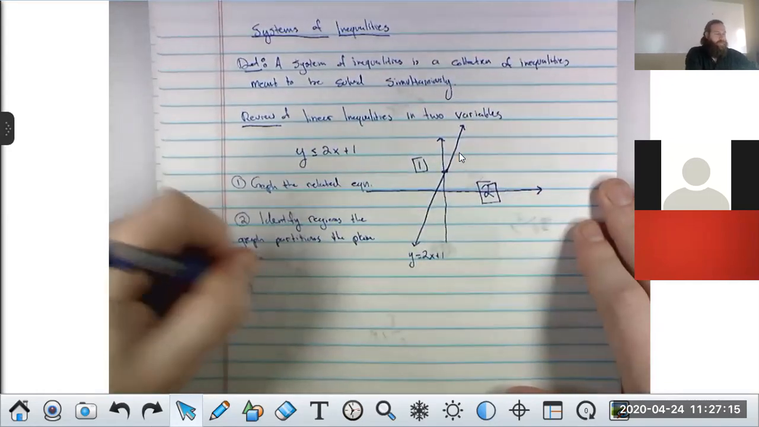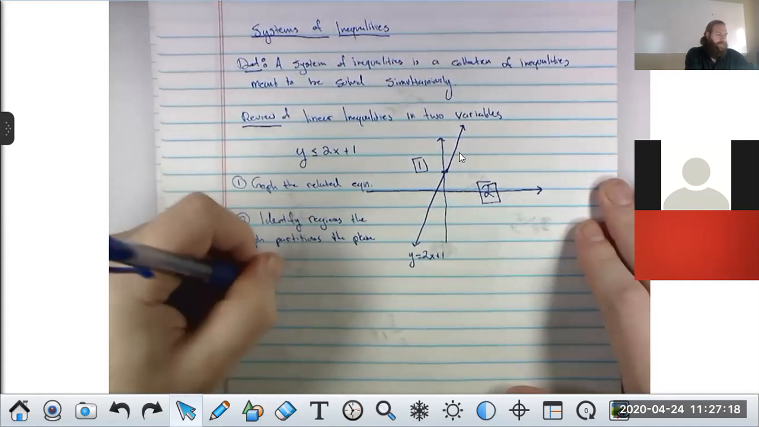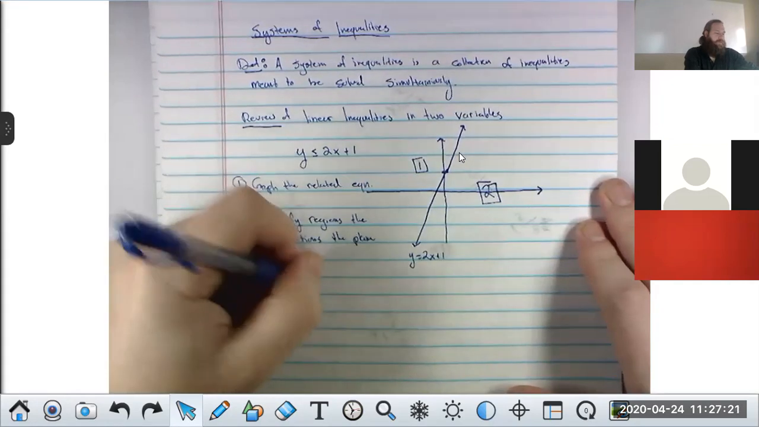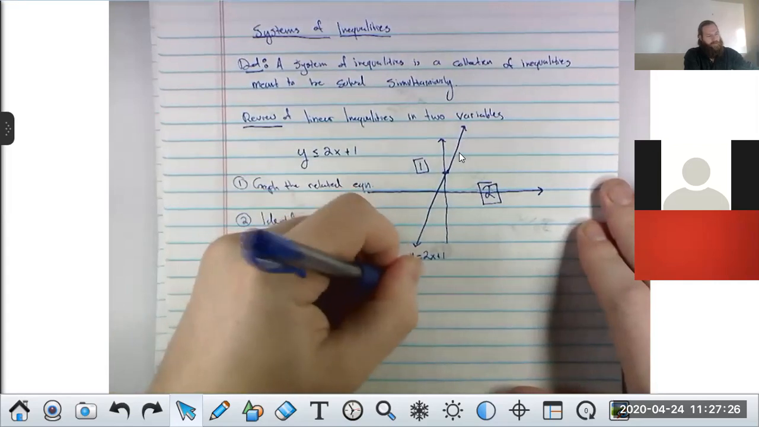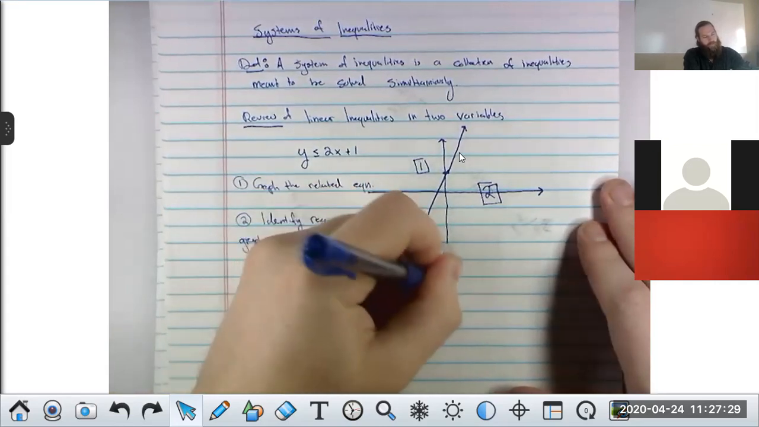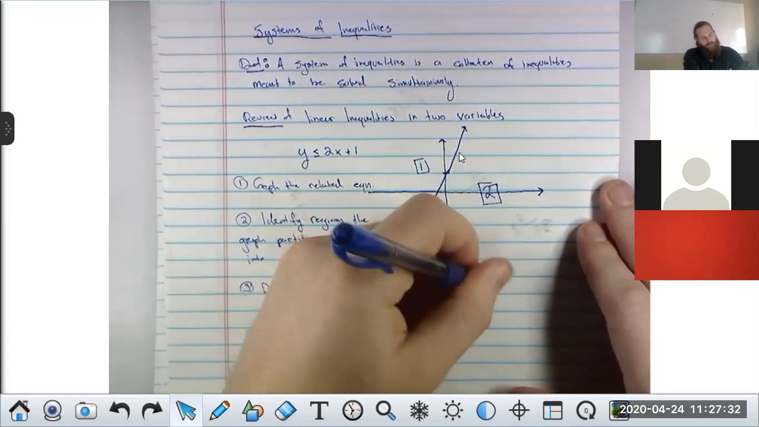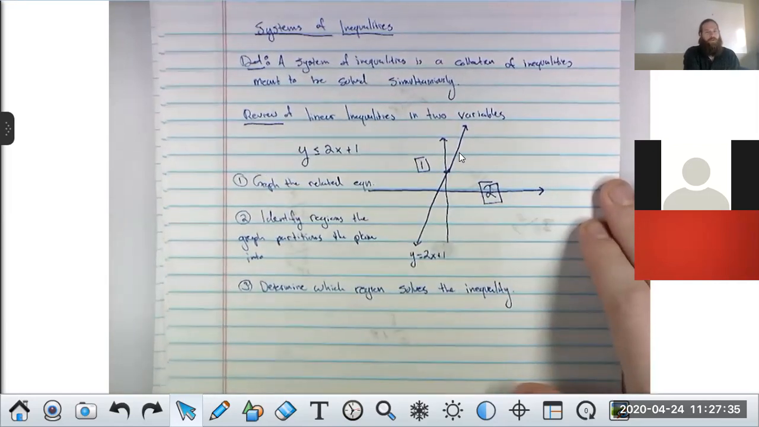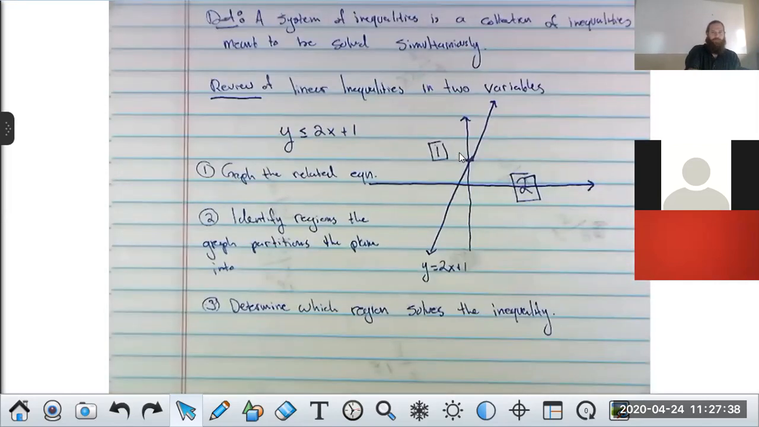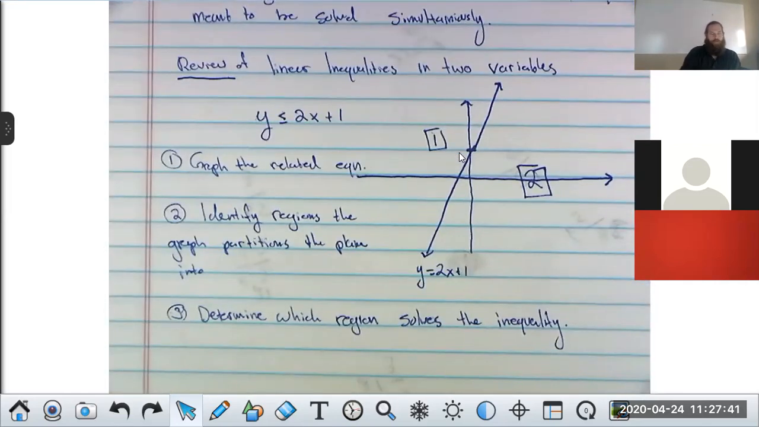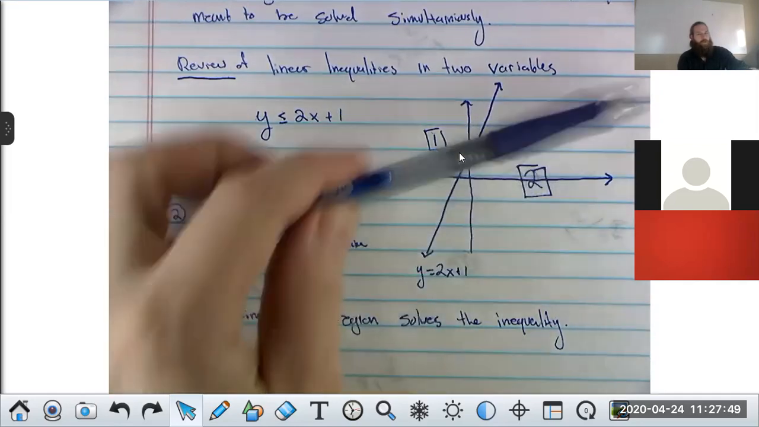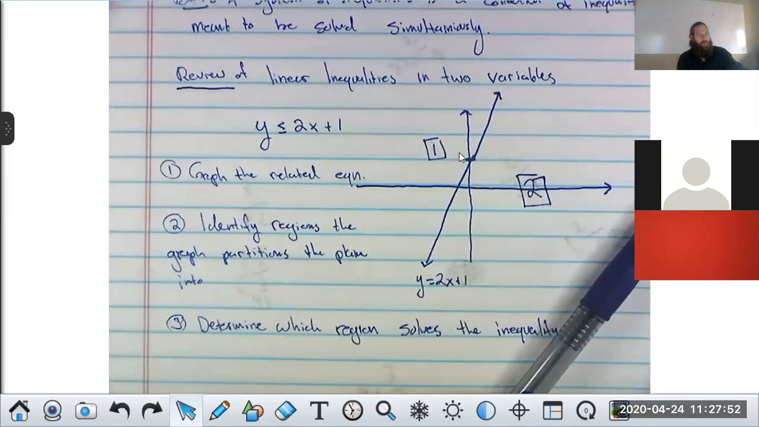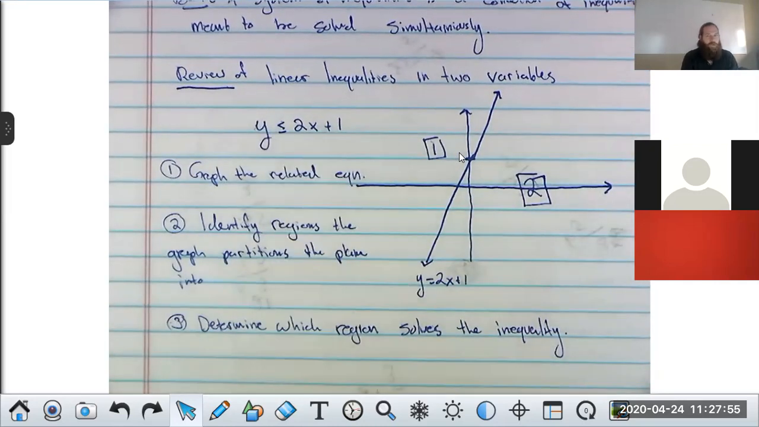Then your third step is to identify or determine which region solves the inequality. And there's two ways to do that. You can kind of think about it geometrically. Like here, if I want to say y is less than or equal to 2x plus 1, this line is all of the points where y is equal to 2x plus 1. So the stuff that's below this line will be the points where y is less than or equal to 2x plus 1.